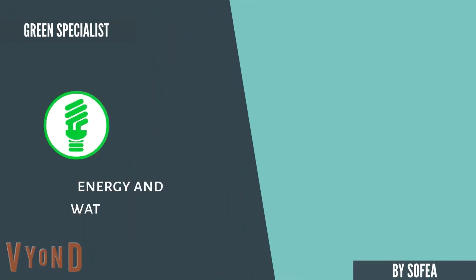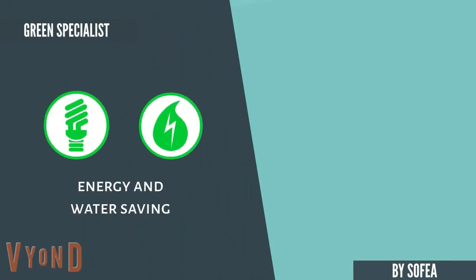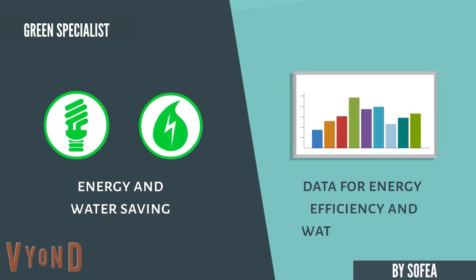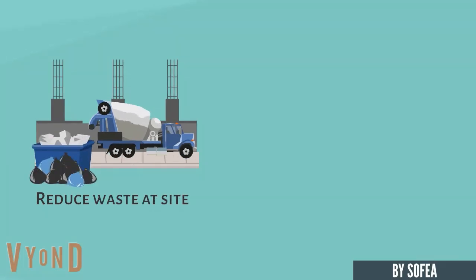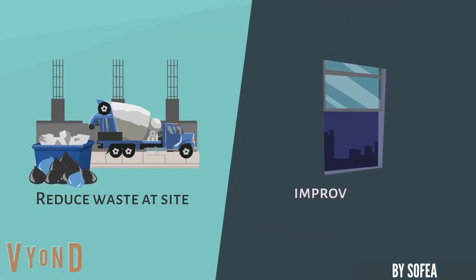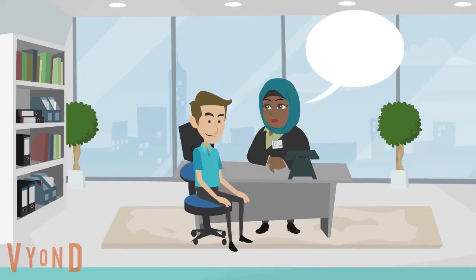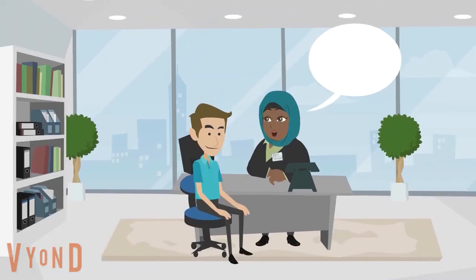Their work consists of practices in energy and water management, which includes providing data on energy efficiency and water efficiency. Green specialists should also suggest ways to reduce waste at site and improve indoor air quality. Their role is to use their knowledge in sustainability to reduce the impact of buildings on environmental issues. A green specialist must be trained professionally through programs, because they also have the right to provide their stamp of approval in almost all areas of design and planning.